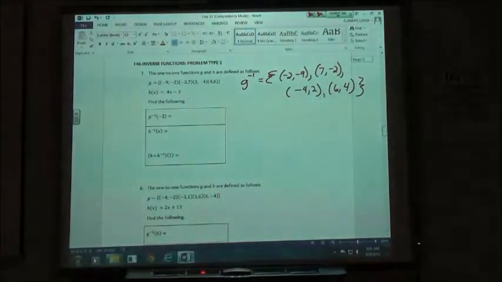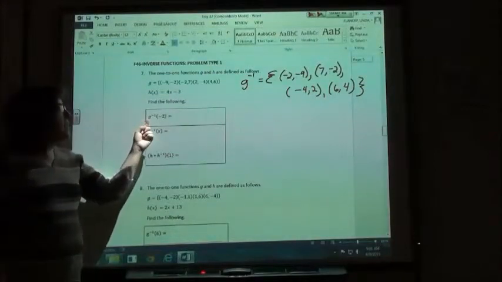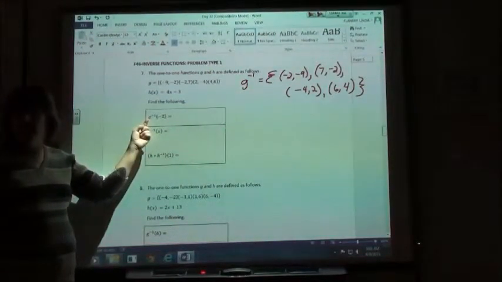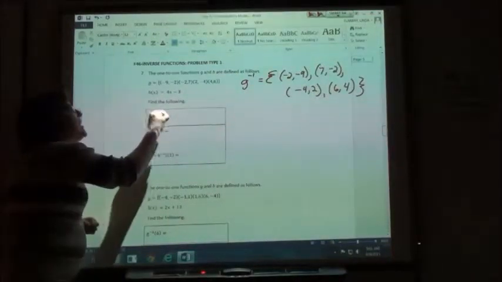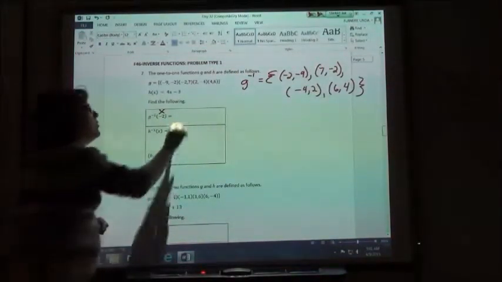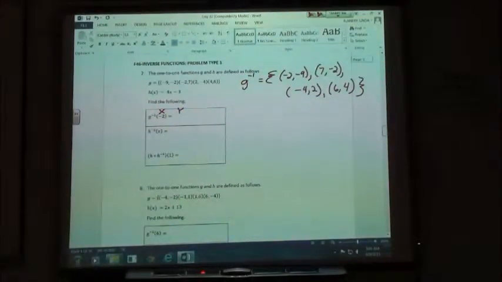So all I did is switch those around so that the x became the y and the y became the x. So, this is asking me, in my inverse function, find the point that has the x value of -2 and give the corresponding y value. What would be the corresponding y value for the point that has an x of -2?